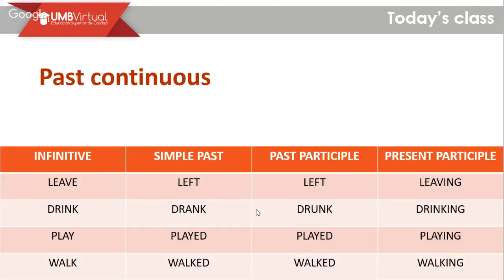And once again, we have the chart. And here in the fourth column, you can see the present participle: leaving, drinking, playing, walking. It's an ongoing activity. We were drinking. I was playing. You were walking. They were leaving.